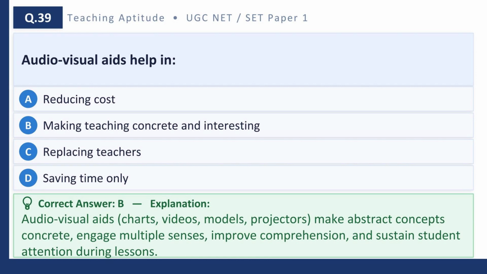Audiovisual aids are vital because they help make teaching more concrete and interesting. By using tools like videos, charts, or digital models, teachers can engage multiple senses and improve student comprehension. These aids help sustain attention and turn abstract concepts into something tangible, making the lesson far more memorable and effective.